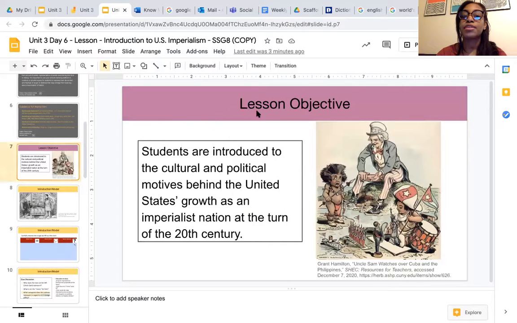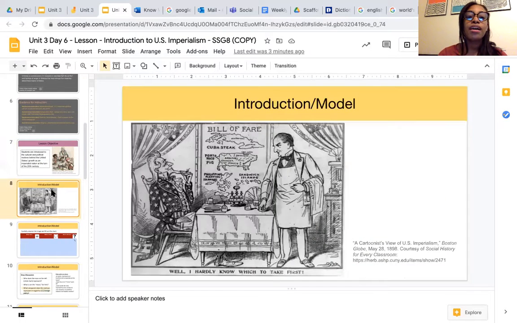Our lesson objective for today is you are going to be introduced to the cultural and political motives behind the United States' growth as an imperialist nation at the turn of the 20th century. So we need to understand what imperialist means, okay? And by now we understand what culture means and political, of course, tends to mean that it deals with the government and politics, right? How things function with government and whatnot. Okay. So for our introduction, we have this political cartoon.